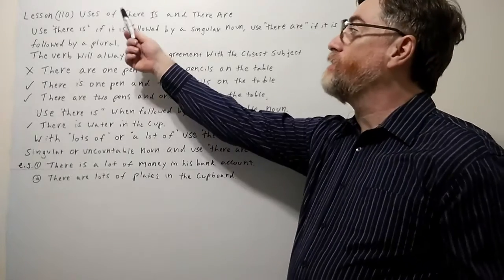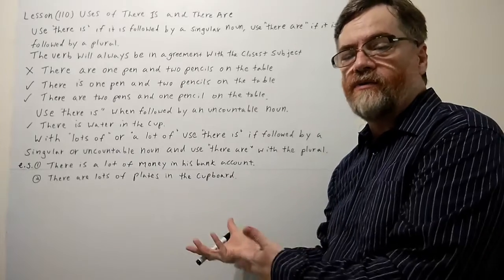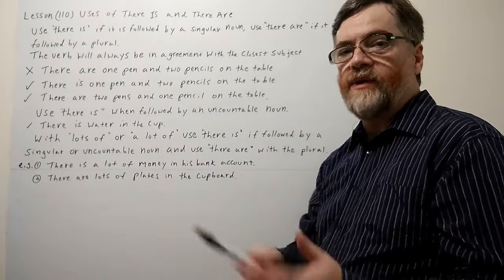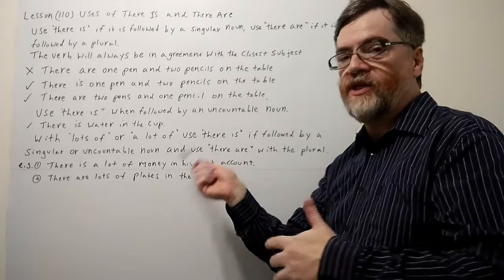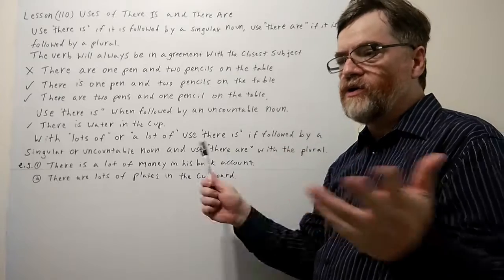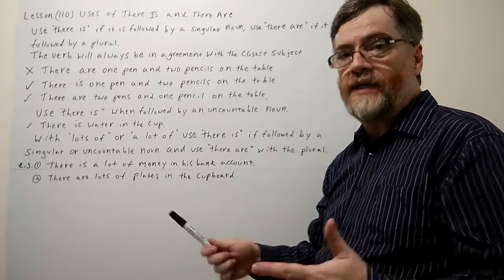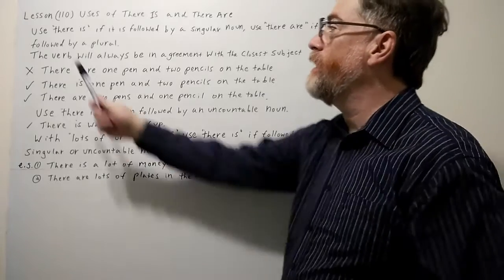Today we're going to look at the uses of there is and there are, and of course this also reflects when it's in the past tense, when we use there was and there were. You follow the same exact pattern as I'm teaching here. So let's look at the first part. The first part most students will probably think is simple, and it is. Most students don't make mistakes on the first part.